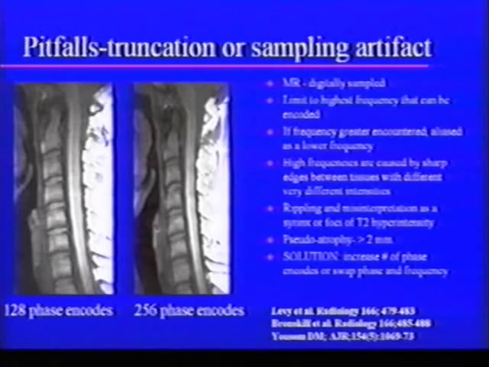The other thing that was shown by Beauchamp et al. is this truncation artifact can also simulate cord atrophy when the cord's not atrophic. So when you go back to your imaging institution, just make sure that they're doing enough phase encodes in that direction. You don't see that line a lot. The number to take with you is 256.